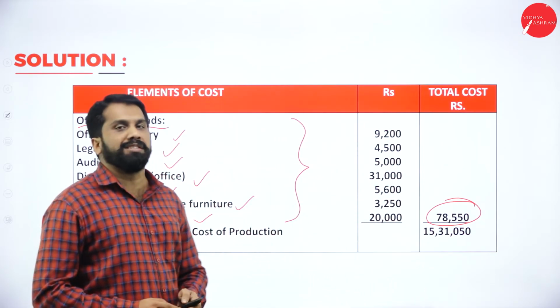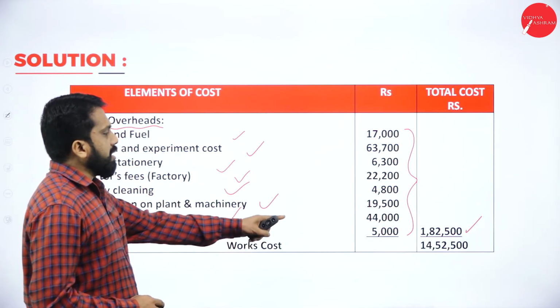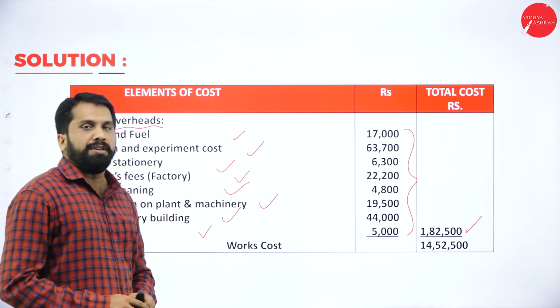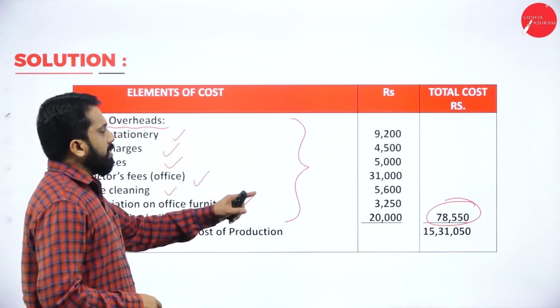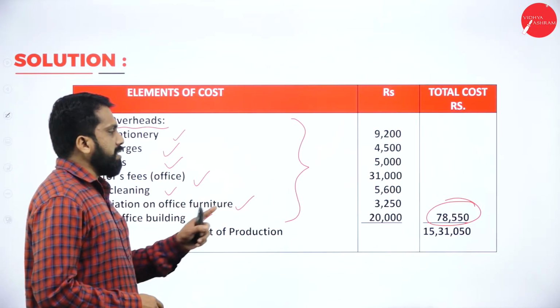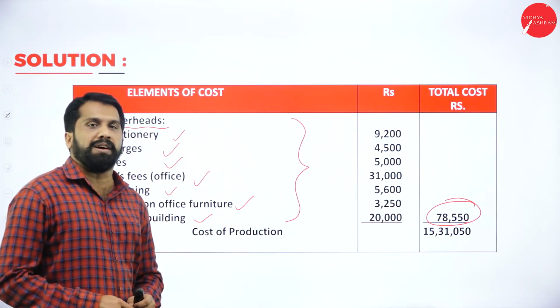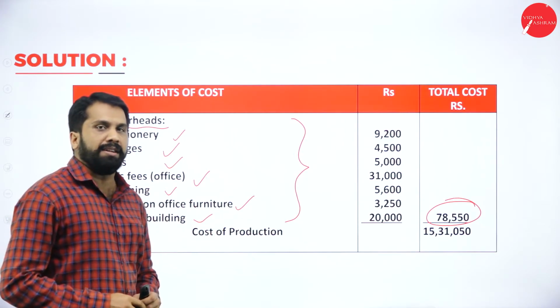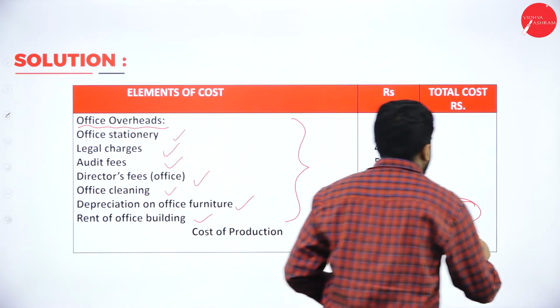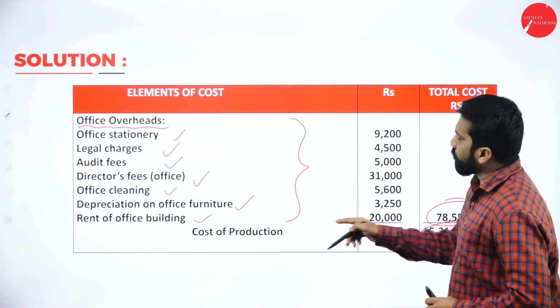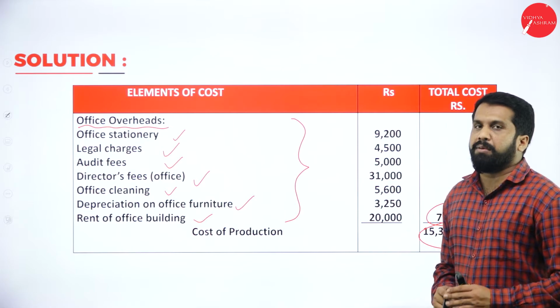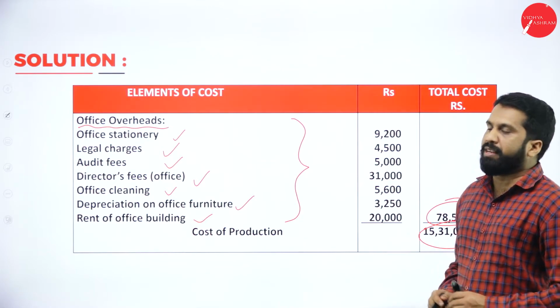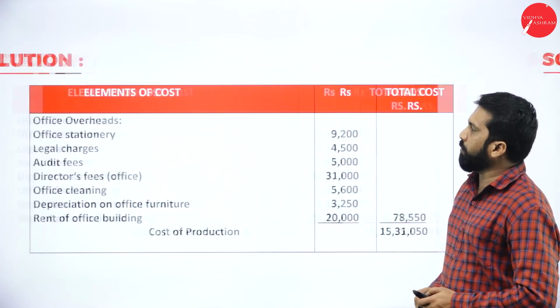What was your previous total? Your previous total was 14,52,500 plus 78,550. You will get 15,31,050. Hope you understood. Now, this is all about your cost of production. Now, almost 70% we completed. We'll move for the next one.